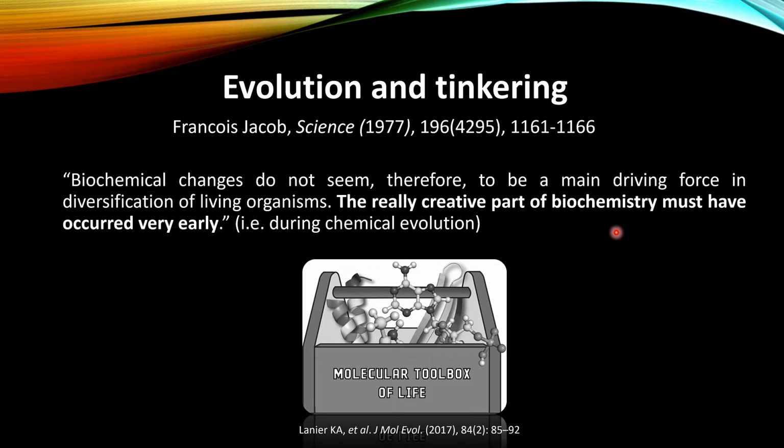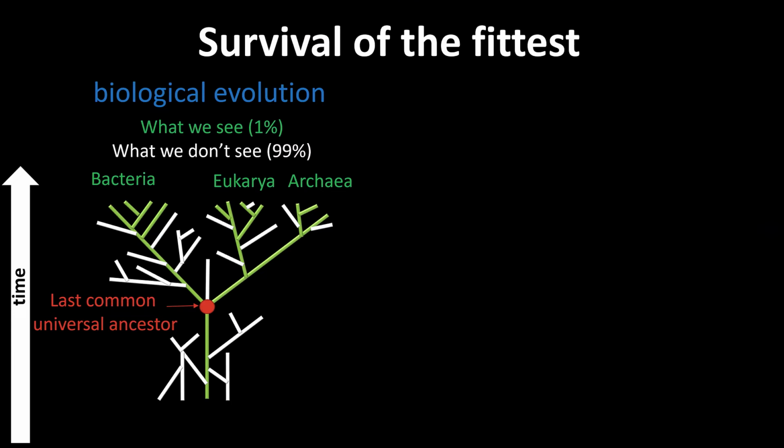We know that today, the biopolymers of life, our biochemistry, the metabolism, they're very, very conserved. So how did we get to the extant toolbox of life? Through chemical evolution. And when we talk about the tree of life, the estimates are that more than 99% of all species that ever lived on Earth have died out. So we only see 1%, and we don't see 99% of all life that existed on Earth.